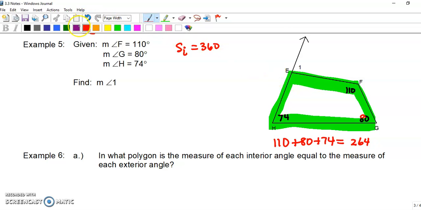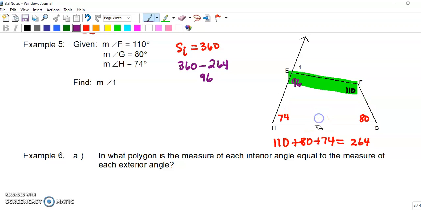So if I do 360 minus 264, that leaves me with 96 degrees for this one up here. Okay, so if that one is 96 degrees, then the exterior and this one have to be supplementary. They are a linear pair. So the measure of angle 1 is 180 minus 96, which is 84. Okay, so we can have problems that are a little more like this.